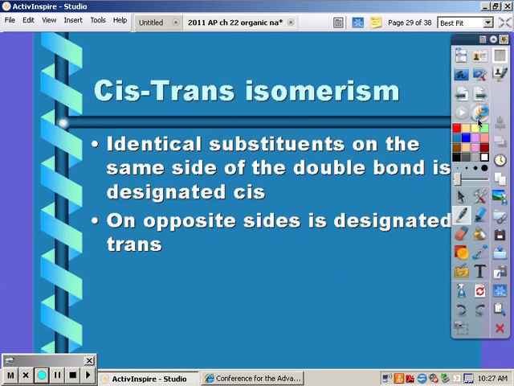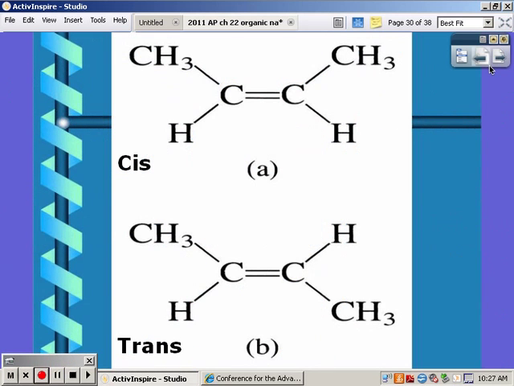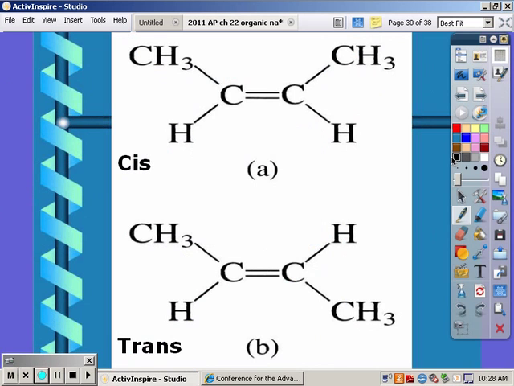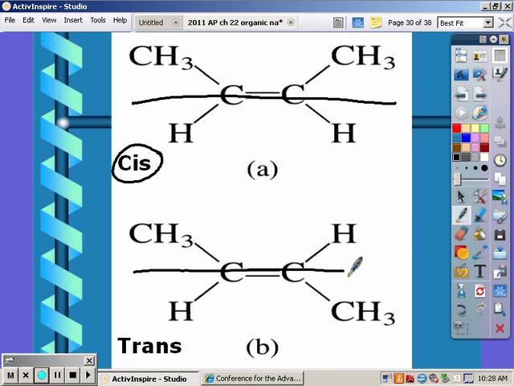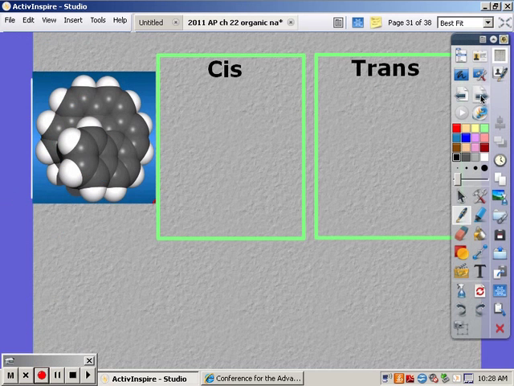With double bonds, you have something called cis-trans isomers. When you have substituents on the same side of the double bond, we're going to designate that cis. If they're on opposite sides, it's designated trans. So this top one is a cis isomer because notice the CH3s are on the same side of the double bond. While trans, they're on opposite sides. Next time in class, we'll have some more practice on figuring out if they're cis or trans.